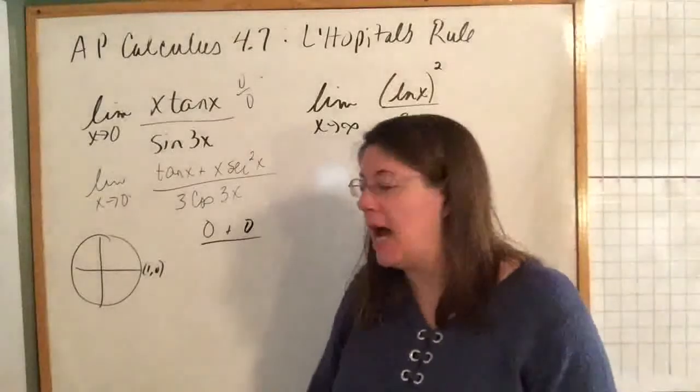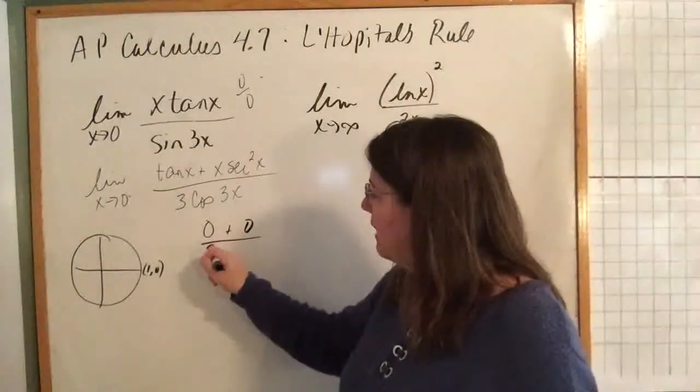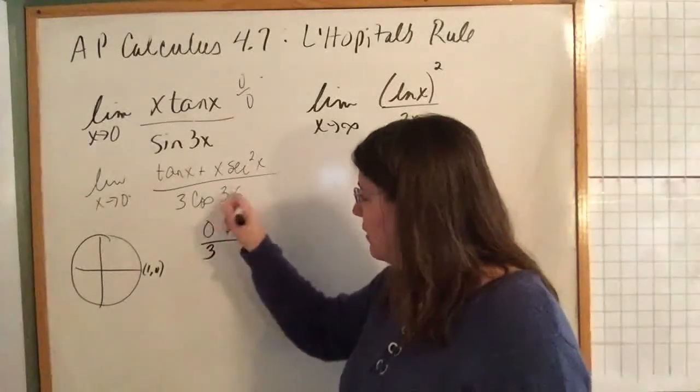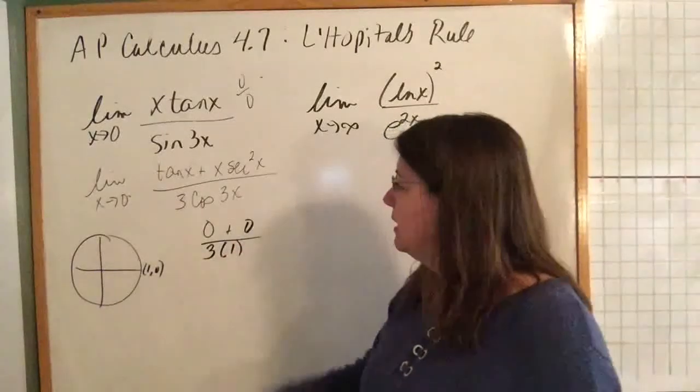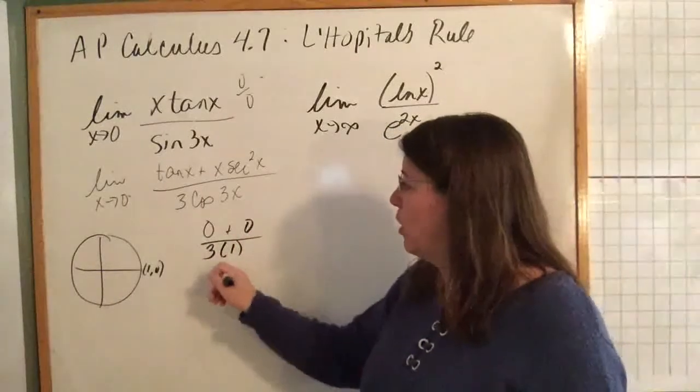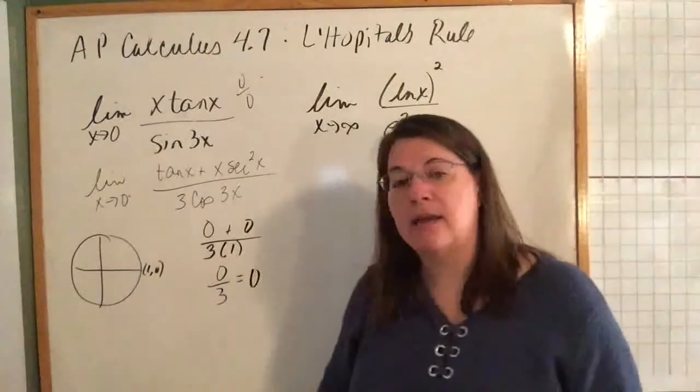So we have 0 on top. And then on the bottom, we have 3. Cosine at 0 is 1. So we got 3 times 1. Well, 0 plus 0 is 0, over 3 gives us a limit of 0.